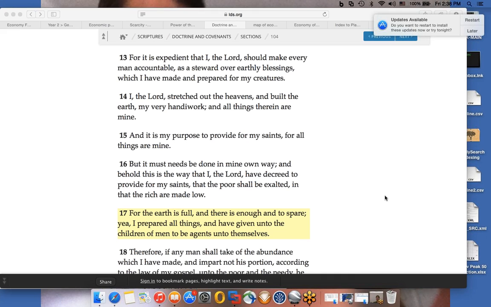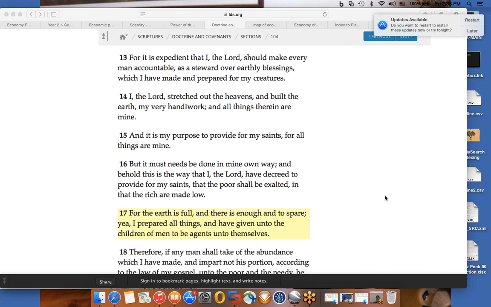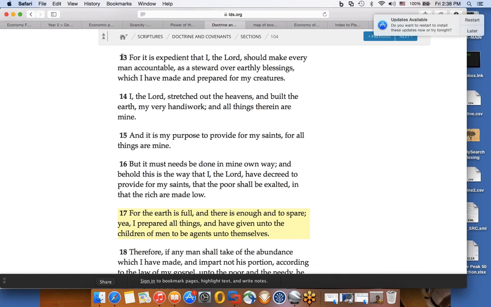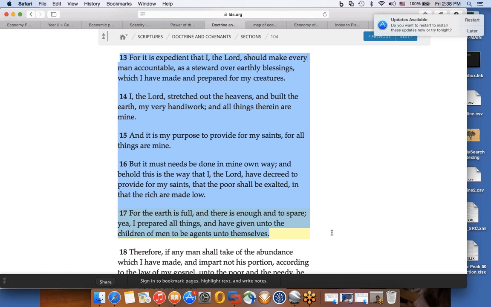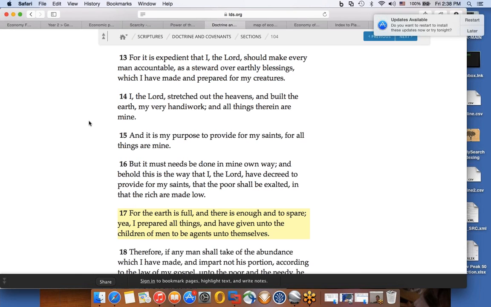I can if you want. Please, go ahead. Okay. For the earth is full, and there is enough and to spare. Yea, I prepared all things, and have given. Sorry. Let's start in, sorry, 13. Yeah, no problem. So we'll do 13 to 17. All of them, or just one?